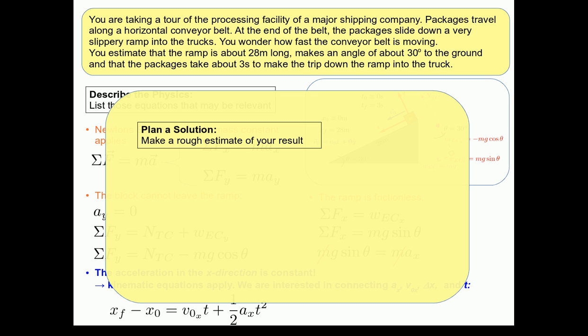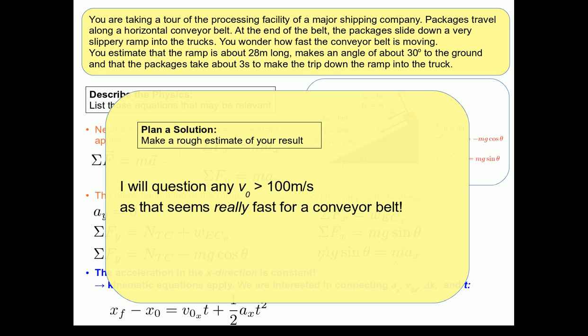Now let's start planning a solution by making a rough estimate of our result. I honestly have no idea what a good value for the speed of a conveyor belt should be. But more than 100 meters per second seems really fast. So if I get a number bigger than that, I'm going to start questioning my logic.